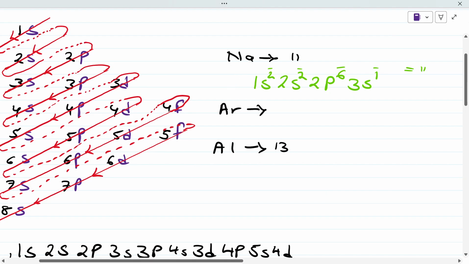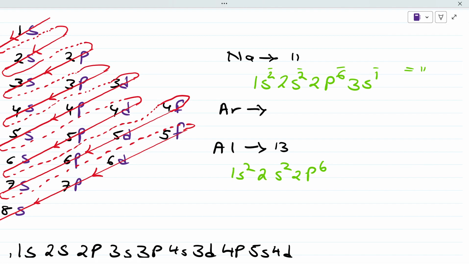Now first one I'm going to start with is 1s2. Now if I'm having 1s2, the next one is going to be 2s2. Now after that, I'm going to have 2p6. Now if I'm having my 2p6, then next one is going to be 3s.